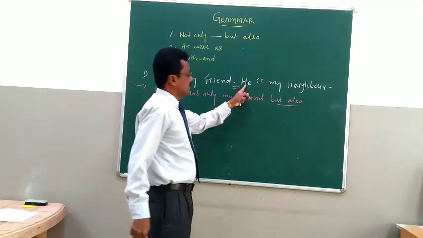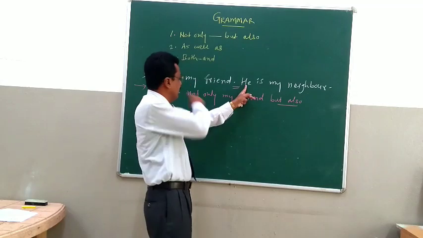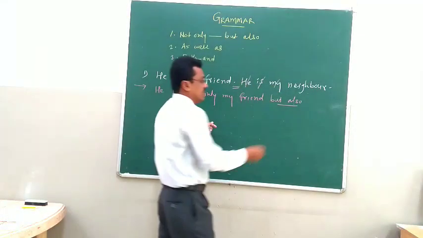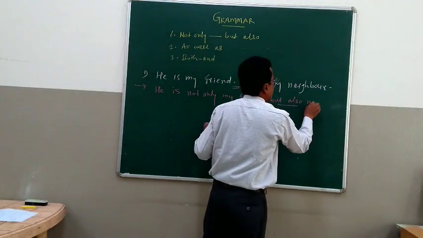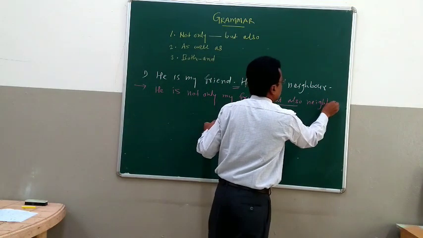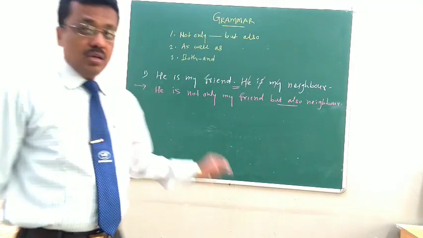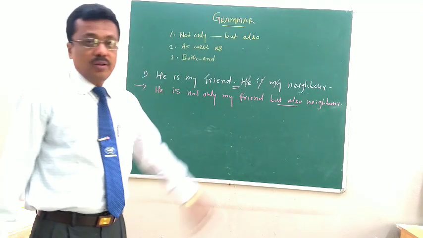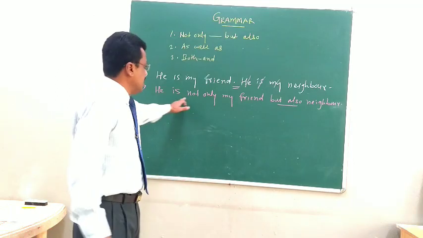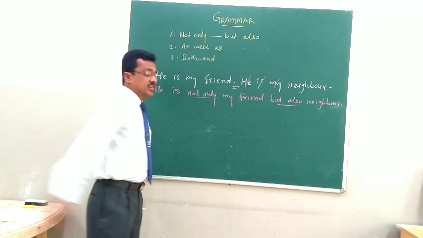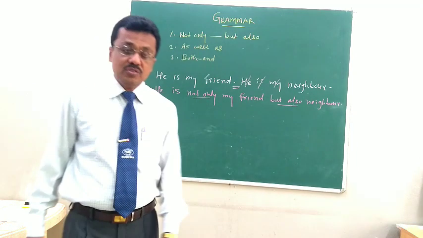Then the same words we have to omit. He is already taken, so don't take he. Is is taken, my is taken in the sentence, the remaining word is neighbor. So this is the right structure of not only but also. He is not only my friend but also neighbor. This is the correct sentence.